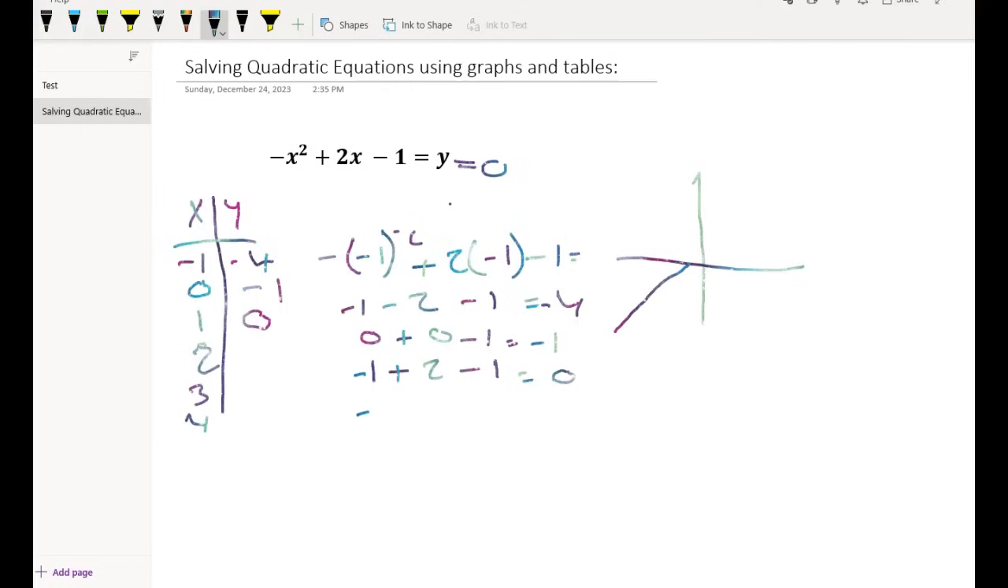That would be minus 2 squared is 4, plus 2 times 2 is 4, minus 1. So these two cancel, so the answer is minus 1. Now, what happens if you put 3? So we have minus 3 squared is 9, plus 2 times 3 is 6, minus 1. So we get minus 10 plus 6 is minus 4.